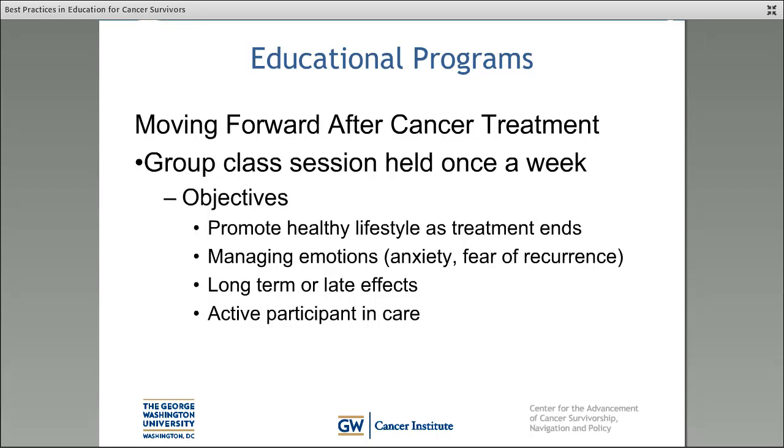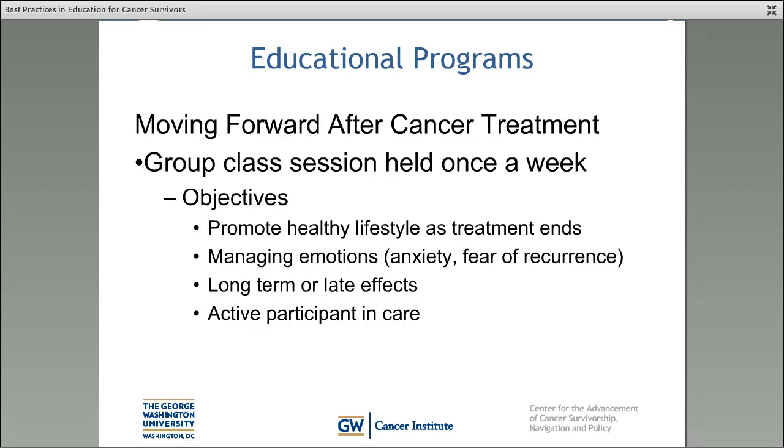We also have patients who are long-term survivors who haven't had a chance to be enrolled in a program like this and would like to. So the main objectives for this class are to really promote that healthy lifestyle as treatment ends. And there's a heavy focus on managing the emotions of after cancer treatment's over, that anxiety and fear of recurrence, which we know is present. And then we talk a lot about late and long-term effects. But as Elizabeth mentioned in the survey, many times we do spend time talking about the current side effects that they're having from their treatment and how to deal with that.